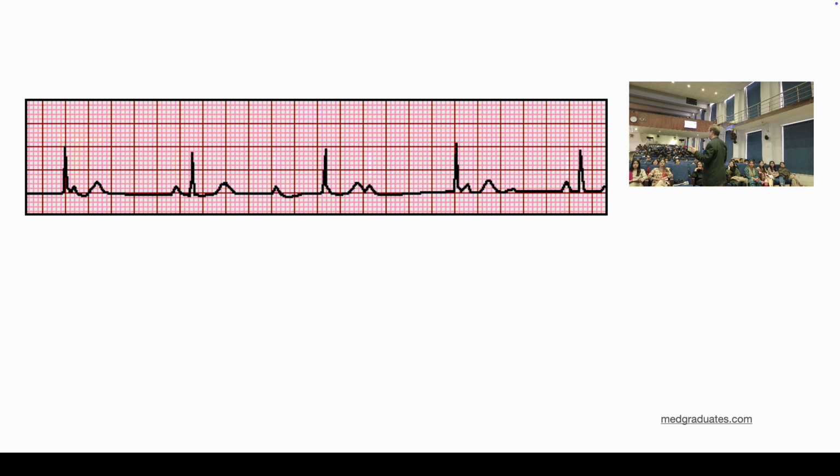What is AV dissociation? It is third degree heart block. Atria are running at their own pace, ventricles are running at their own pace. So this is third degree heart block.